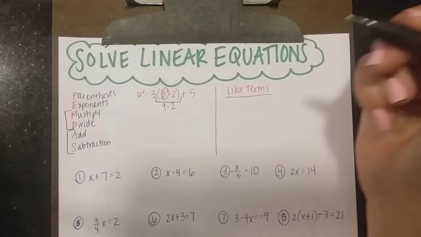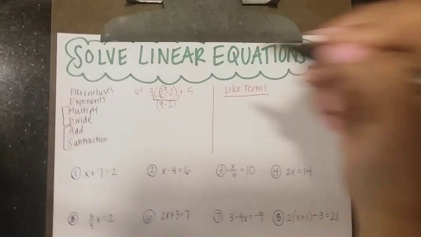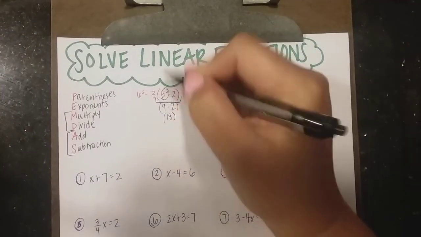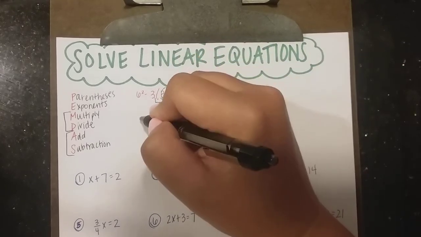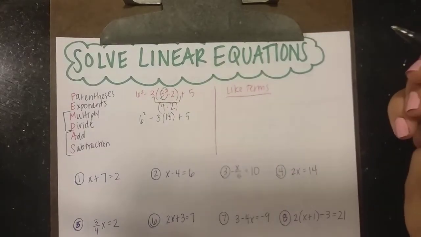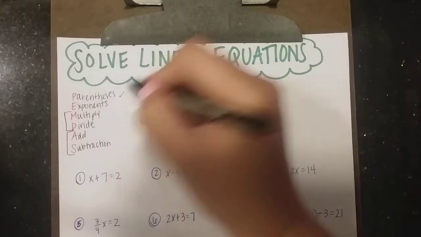So that's going to end up giving me 9 times 2 inside my parentheses. And then I'm going to do 9 times 2. So I'm going to get 18. I'm going to bring everything else down. So I got the 3 out front, the minus, and the 6 to the second, and then a plus 5. All right, so that takes care of my parentheses.